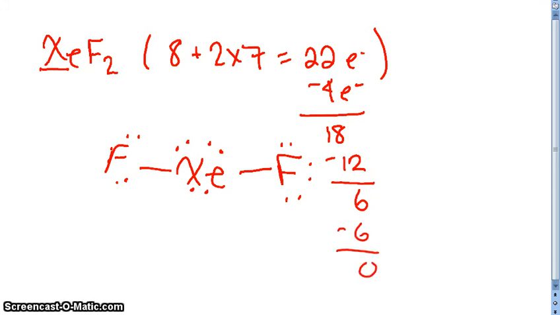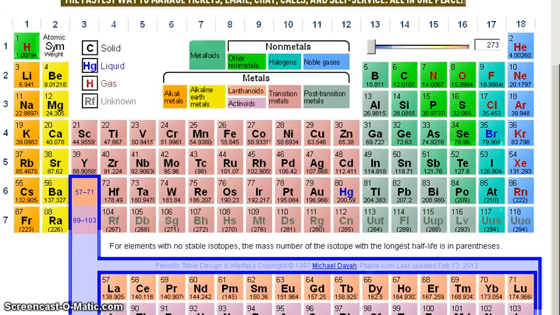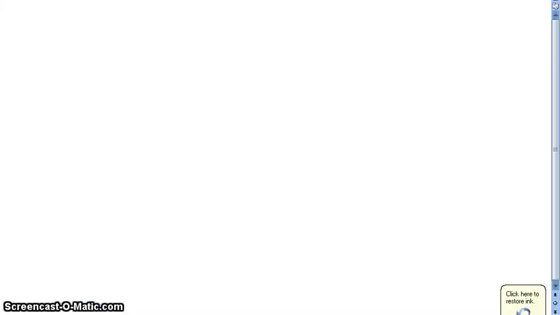Perfect. So in this case, we can see that xenon has 1, 2, 3, 4, 5 regions associated with it. And that's okay because it's not in the first row of the periodic table. It's over here in this row, so it can make more than 4 bonds. Last but not least, we're going to have a little bit harder of an example because it includes formal charge. Now, if you don't know what formal charge is, that's okay. Just ignore this and move on to the next video.